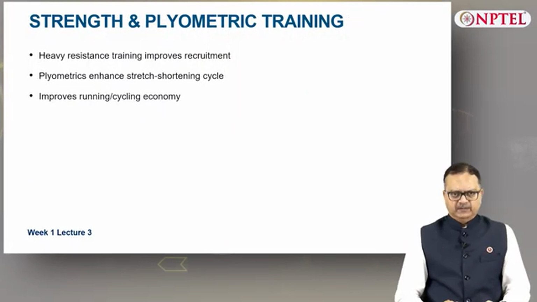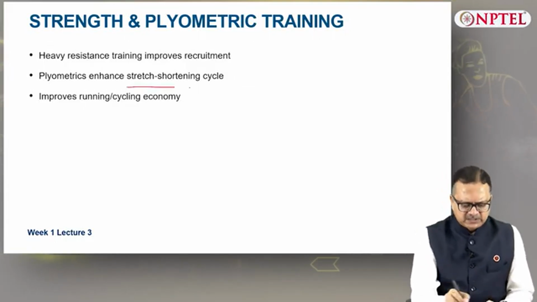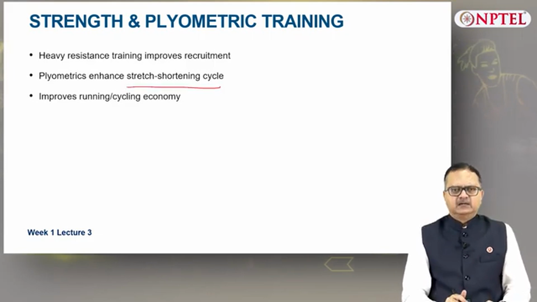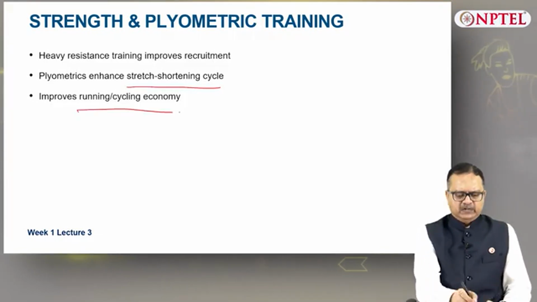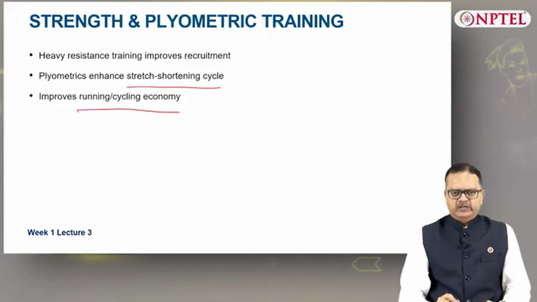Strength and plyometric training. Now we are talking about aerobic conditioning. However, we also should be training the strength and the plyometric component, because heavy resistance training improves the neuromuscular recruitment and improves the recruitment of the motor units. Plyometrics enhance the stretch shortening cycle, and this will improve the running and the cycling economy.